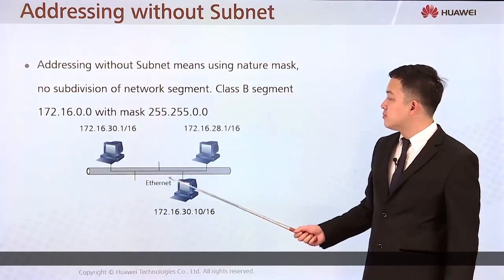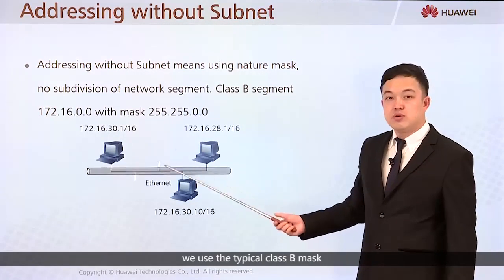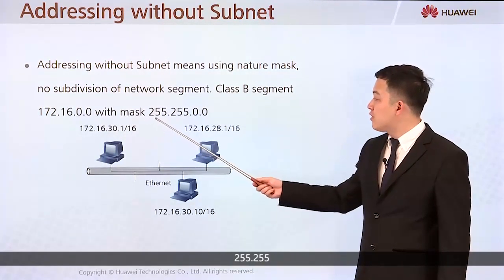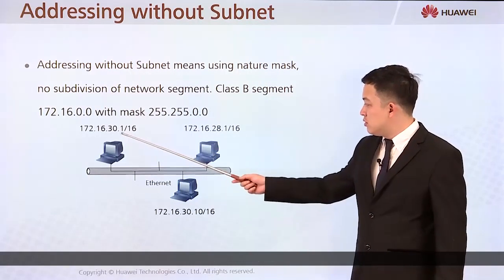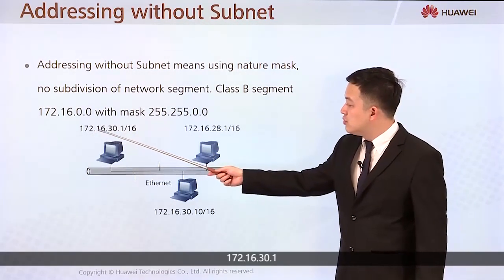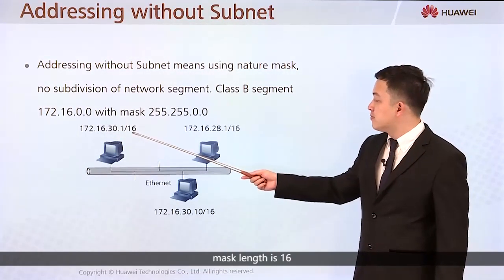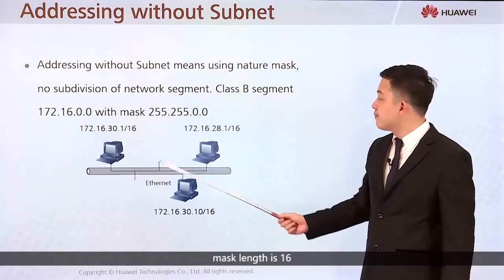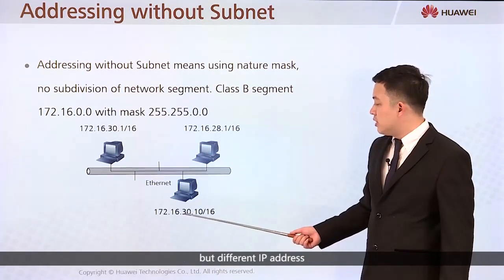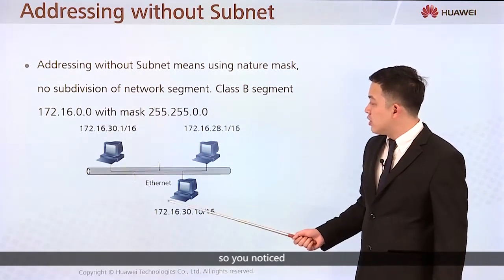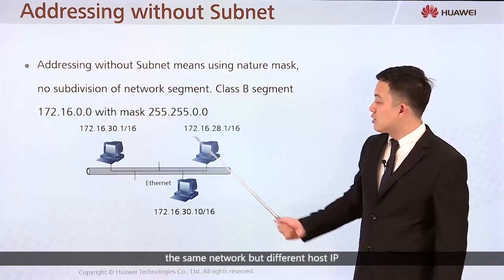Addressing without subnet. This is the Class B default mask. We use the Class B default mask 255.255.0.0 for all of these three hosts, for example 172.16.30.1, mask length 16. All of these use the default Class B mask but have different IP addresses. So you notice they are in the same network, but with different host IPs.